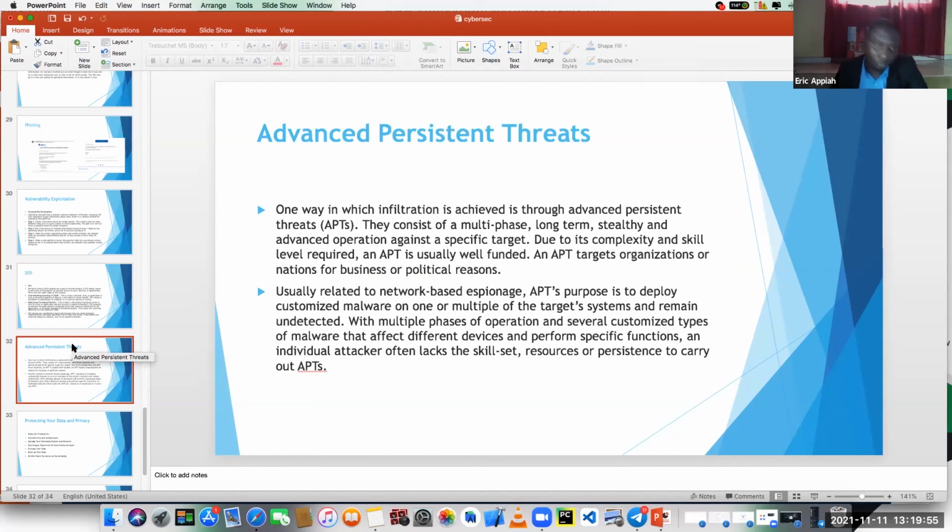Let's talk about advanced persistent threat, APT. One way in which infiltration is achieved is through APT, or advanced persistent threat. They consist of multi-phase, long-term, hidden, advanced operations against specific targets. These are used by military or state against state. They install specific hidden software into other systems, and these systems are unable to detect it, and therefore they are there for a very long time, monitoring their activities.